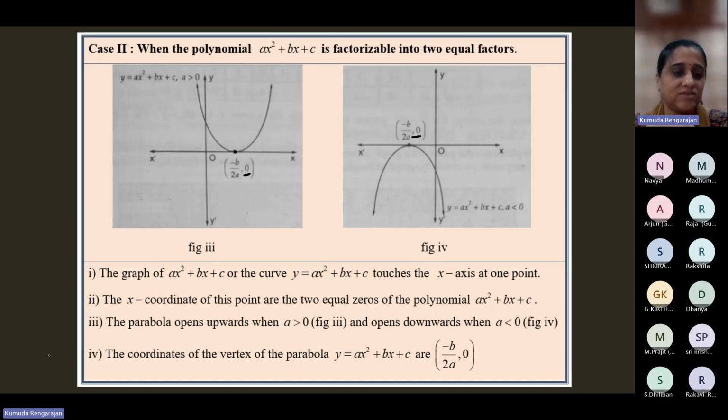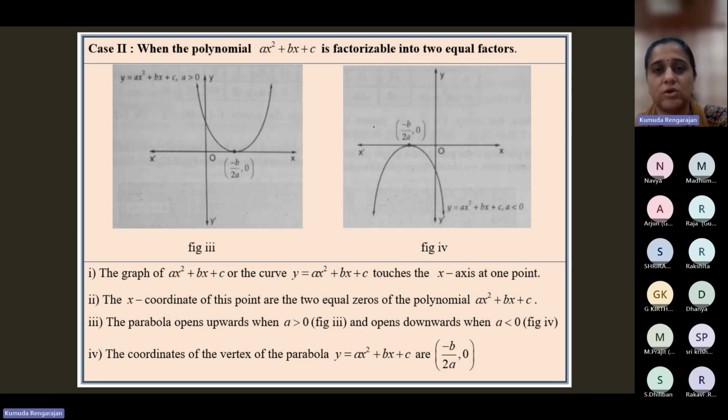While here, since the vertex lies on the x-axis, the vertex is what touches the x-axis. The vertex is the only point that's common to the parabola and the x-axis. So the y coordinate is 0. The x coordinate is minus b by 2a, like we saw here.